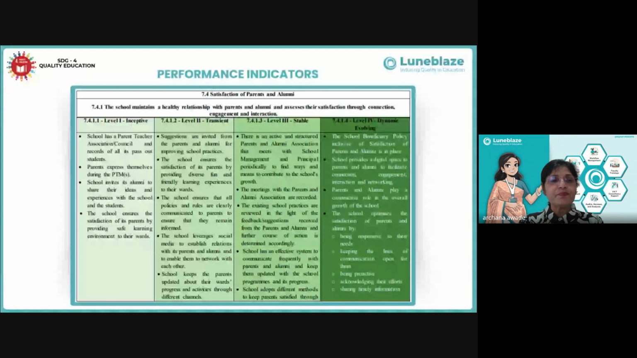Then level 4 is dynamic evolving. Parents and alumni are true partners, with digital platforms, policy integration, and a proactive, responsive school system. Dynamic evolving is the highest level, where your alumni and parents are partners in your school policy.